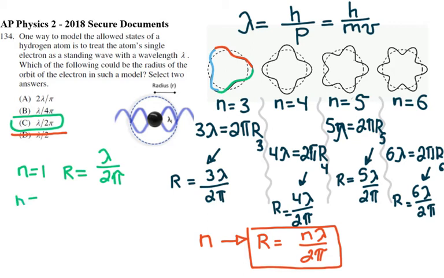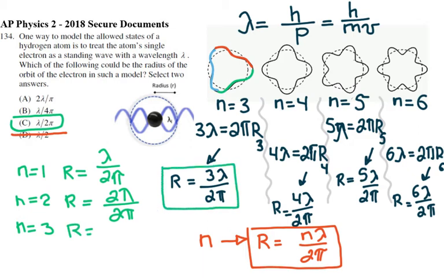If n is equal to 2, then the radius is going to be equal to 2 lambda over 2 pi, or lambda over pi. That's something that I see there. If n is equal to 3, then r is equal to 3 lambda over 2 pi. I don't see that answer.